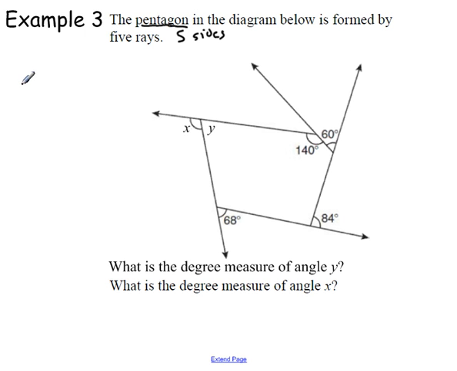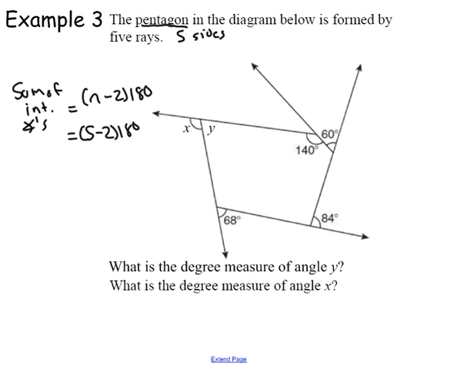So we know that the sum of the interior angles is equal to n minus 2 times 180. So we know that. And why don't we just go ahead and find that now? So that's going to be 5 minus 2 times 180. 5 minus 2 is 3. 3 times 180 is equal to 540. So we know that all the angles inside must add up to 540.